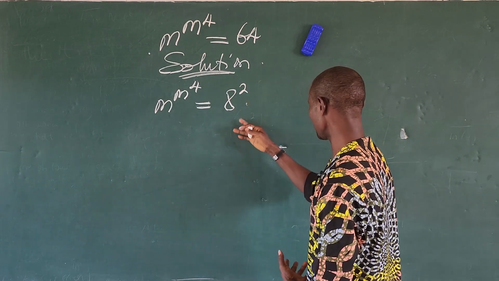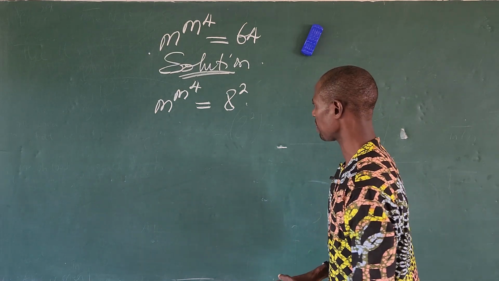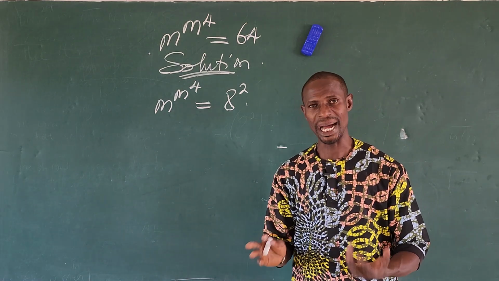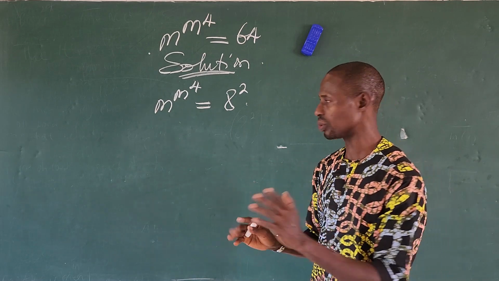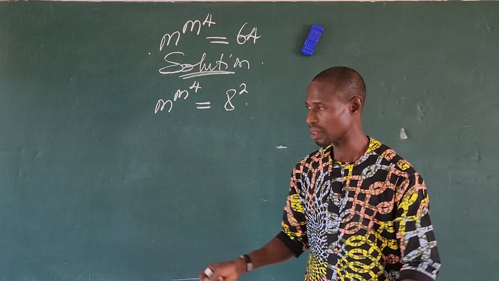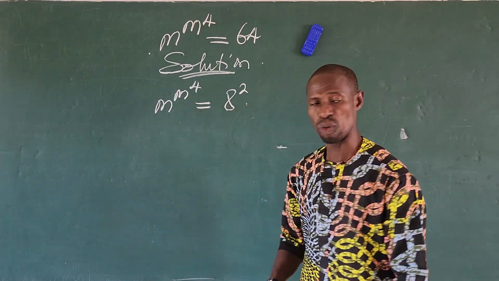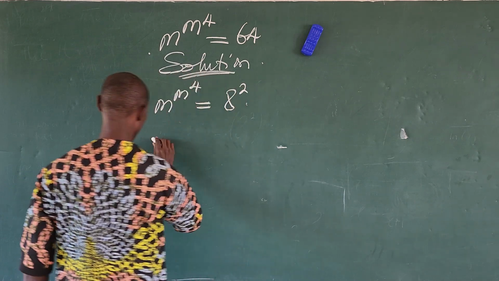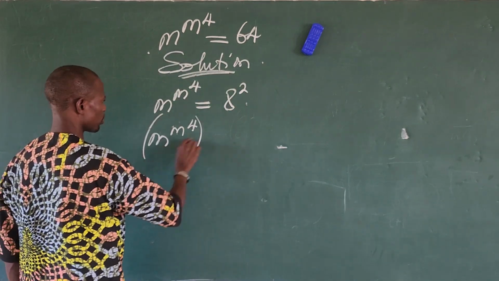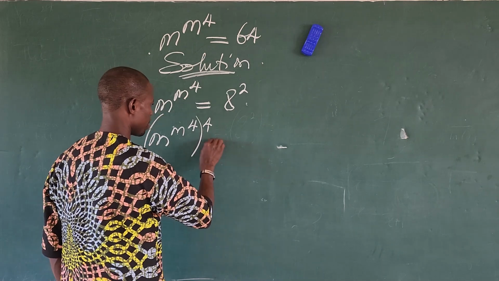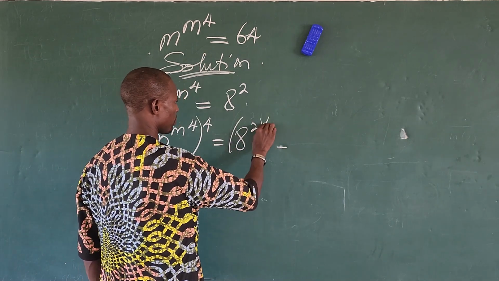So for us to get 8 to the power of 8 on the right hand side, we must multiply the exponent by 4. And whatever we do to the right hand side or the left hand side, we do to the other side. That is the law of equation. So we want to raise both sides to the power of 4. So we now have m to the power of m, to the power of 4, all raised to the power of 4, equal to 8 to the power of 2, all raised to the power of 4.